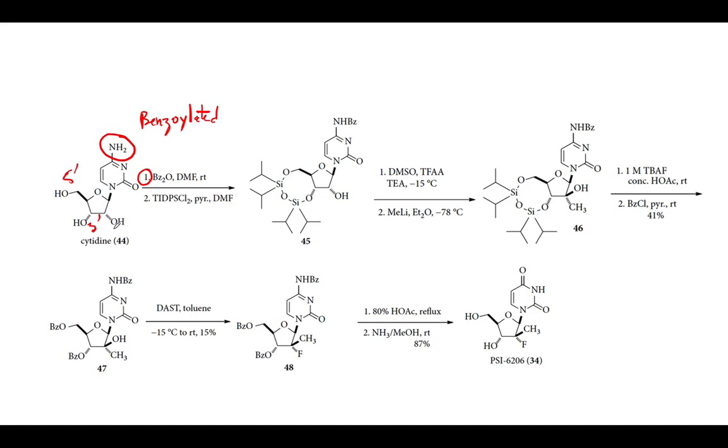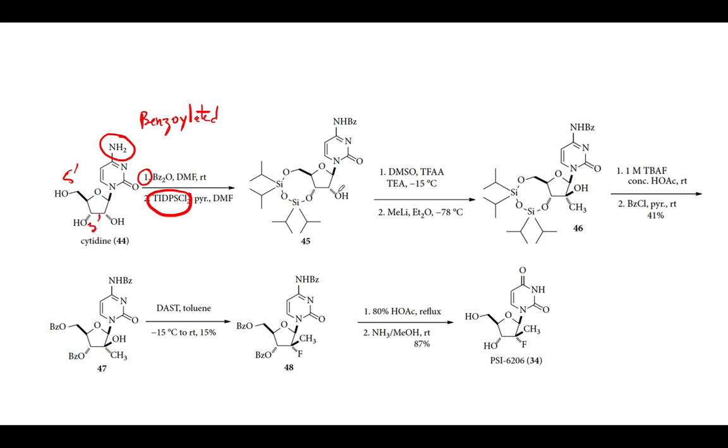with tetraisopropyl disiloxane 1,3-diethylsilyl chloride. Okay, this right here. So first you protect the aniline, and then the 3' and the 5' position were protected, which will allow us to then transform that 2' position here.